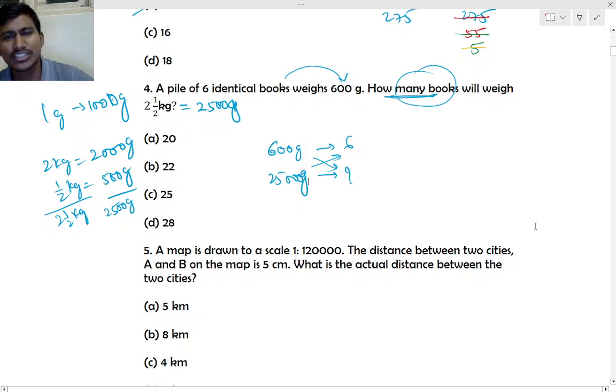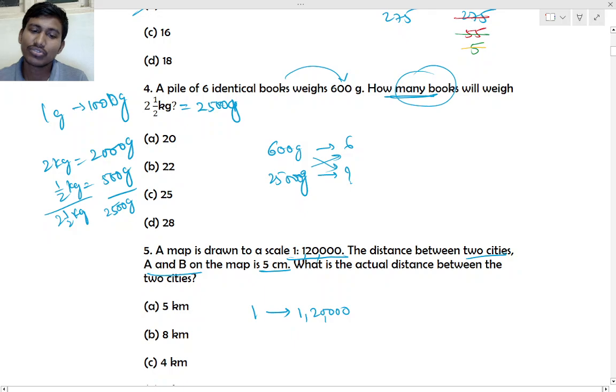Okay. Fifth question is also the same. A map drawn to a scale of 1:1,20,000. 1 means how much? 1,20,000 on the ground. The distance between two cities A and B on the map is 5 centimeter. 1 centimeter means 1,20,000 on the ground. So 5 centimeter will be how much? We have to find it.